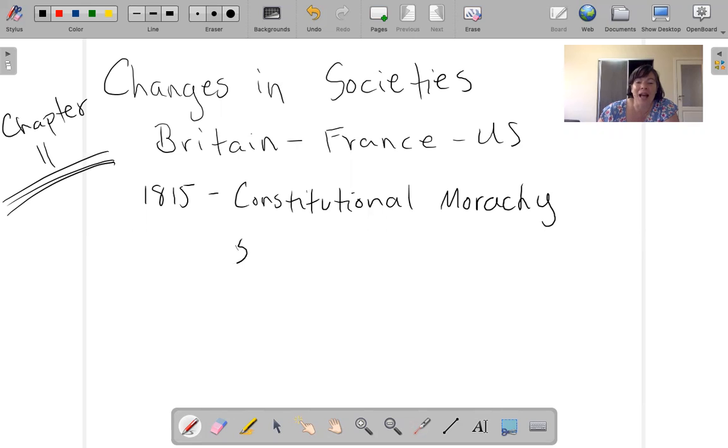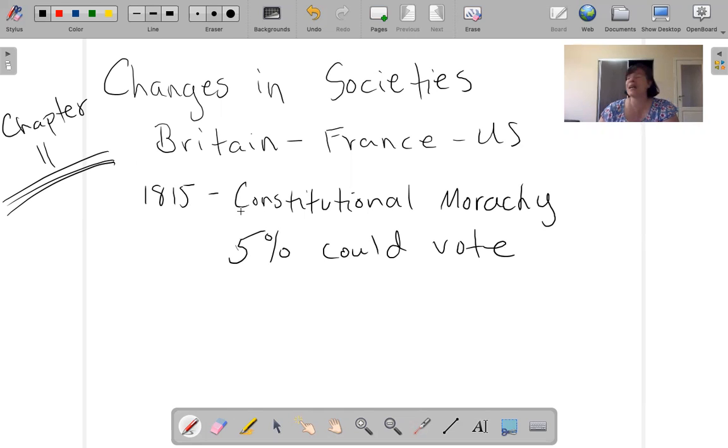Only 5% of the people could vote. So can you really call your country a democracy if only 5% of the people can vote? I don't think so. Neither do historians.